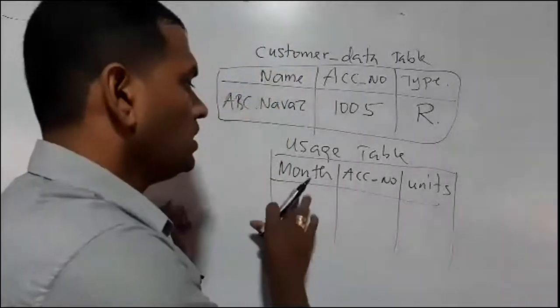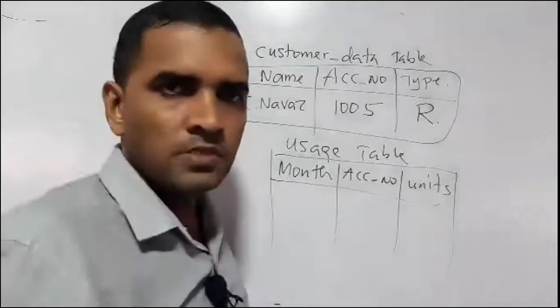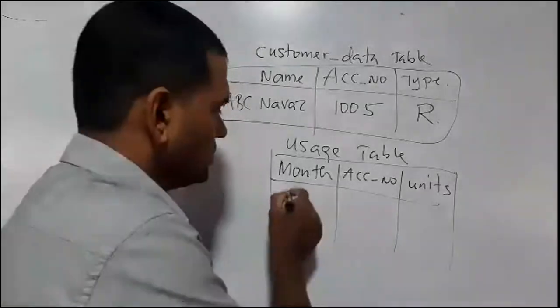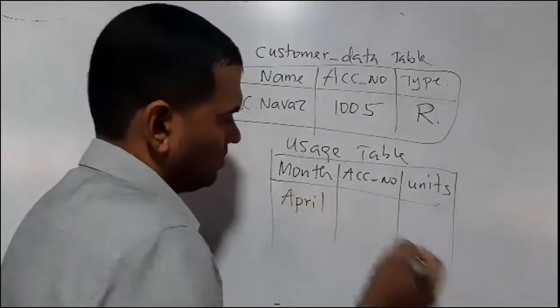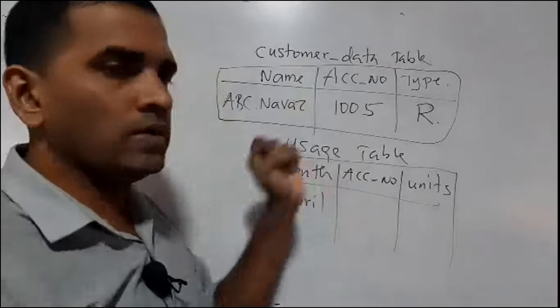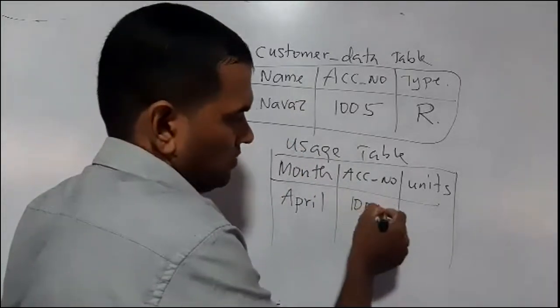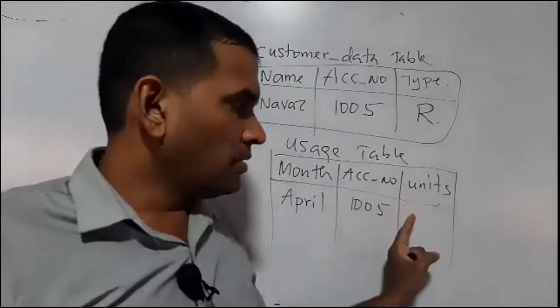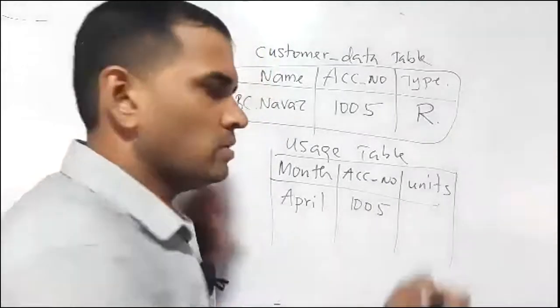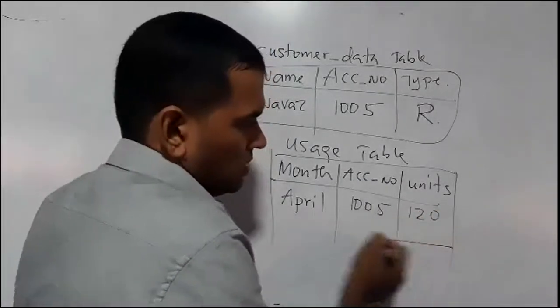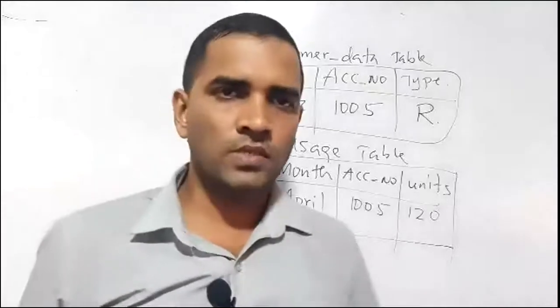So look here, month. In the description, it was given as April, right? So it is April. Account number given, right? 1005. Units used also given, 120 units. So 120. This is how these two tables are updated.